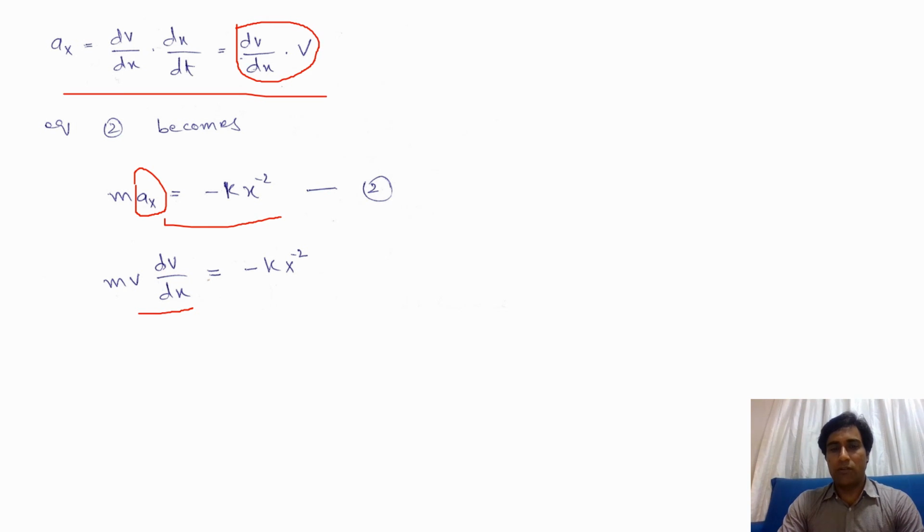So we can say it is k over x squared. Sorry, my writing is not good here. This is k, or simply we can say minus k x to the power minus 2. Both are the same.